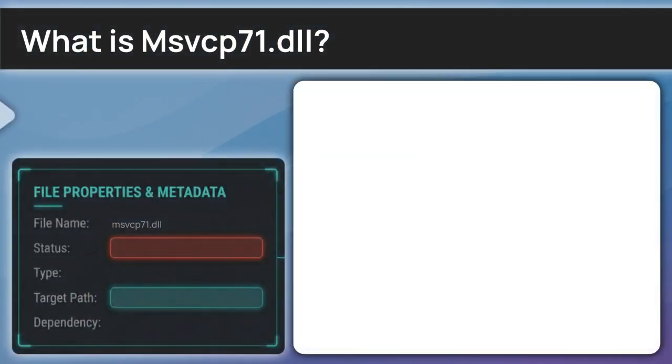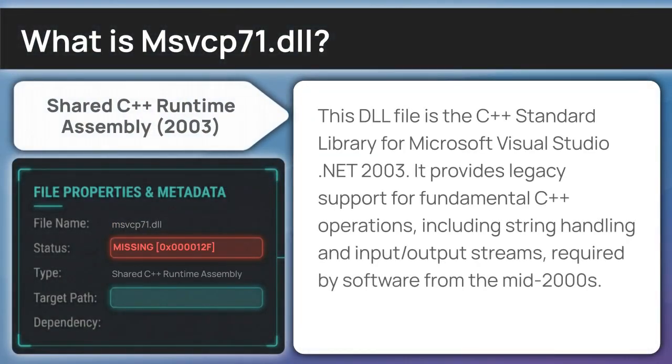This DLL file is the C++ standard library for Microsoft Visual Studio .NET 2003. It provides legacy support for fundamental C++ operations, including string handling and input-output streams, required by software from the mid-2000s.